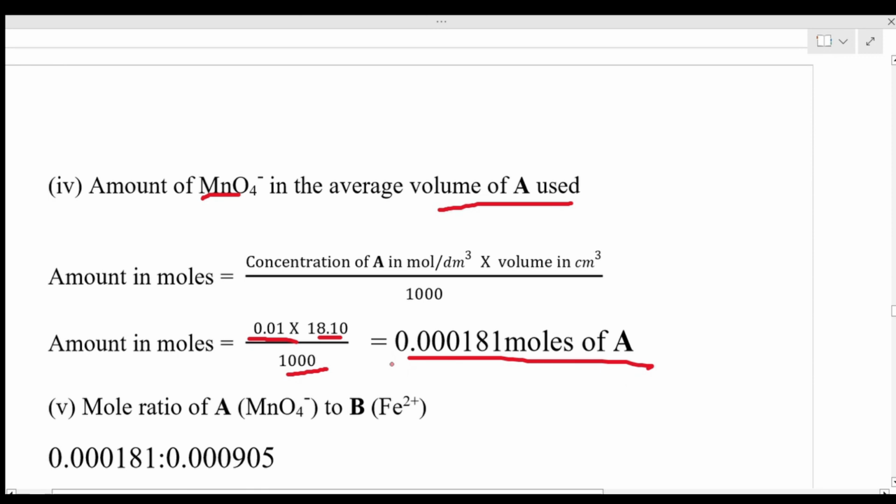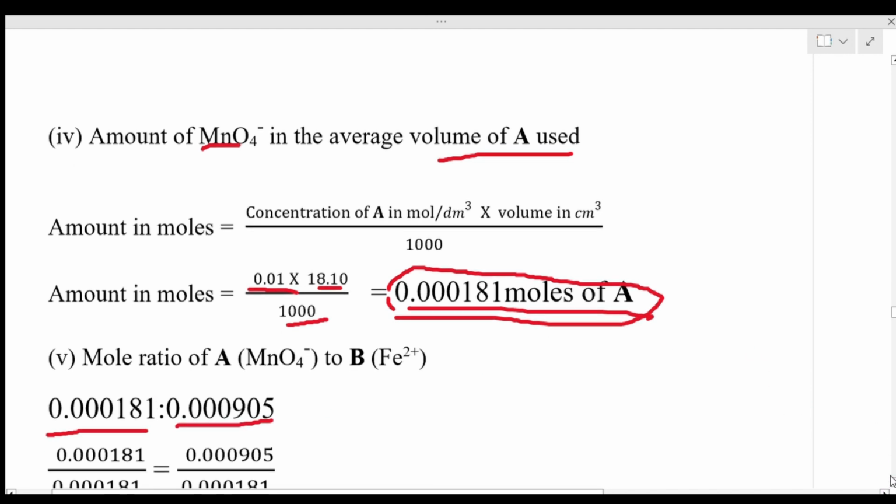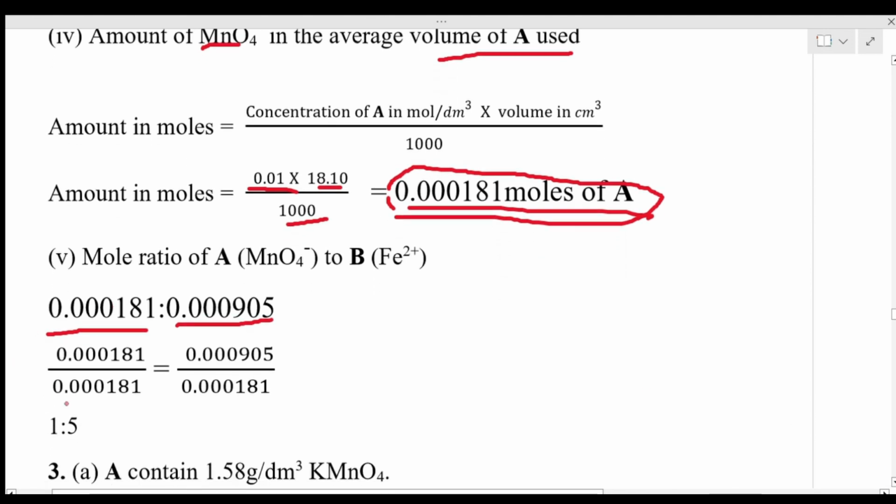Now, how do I calculate the mole ratio? Remember, I have the mole of A, which is the oxidizing agent. So I'll put it there. Ratio mole of B. The next thing I'm going to do is divide both sides by the smallest. The smallest here is 0.00181. So when I divide by the smallest, I have my 1:5.